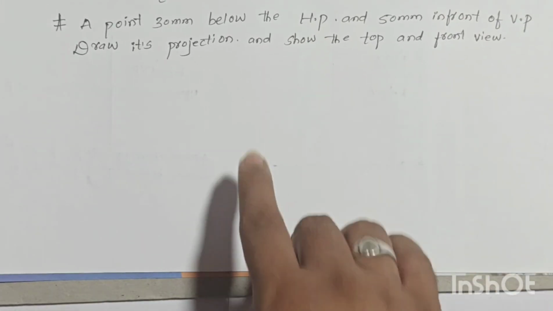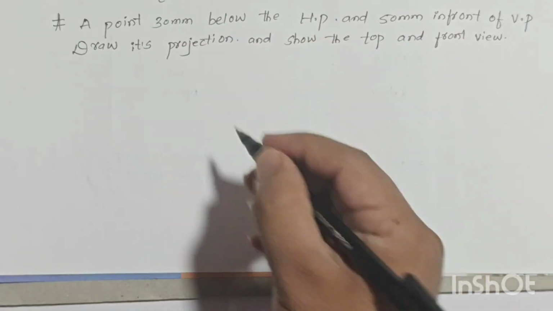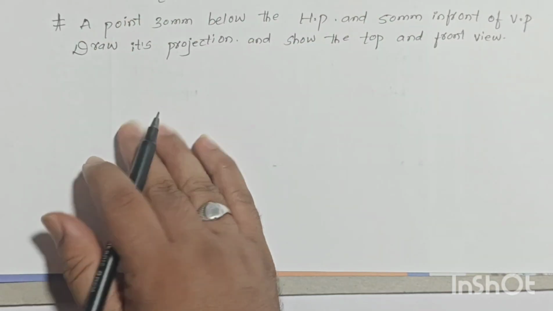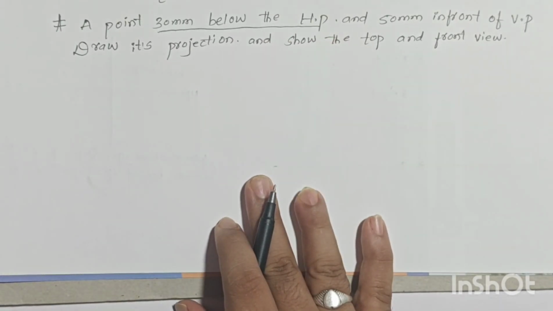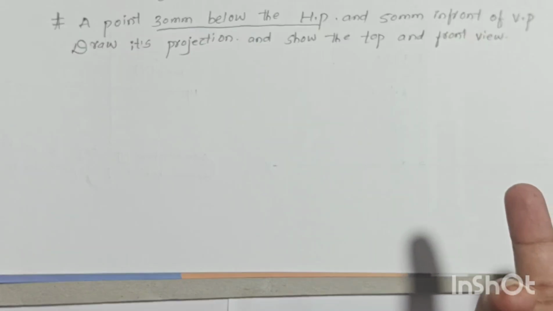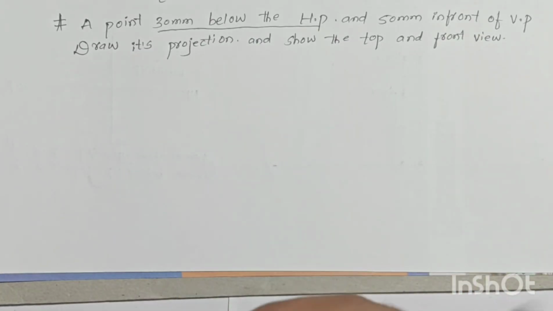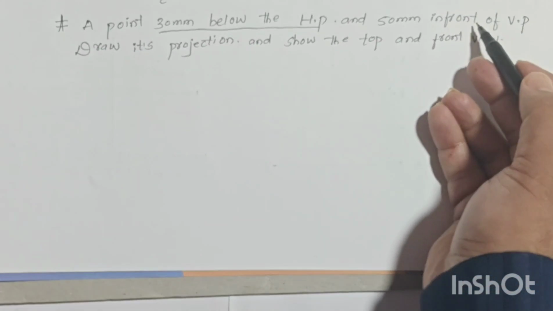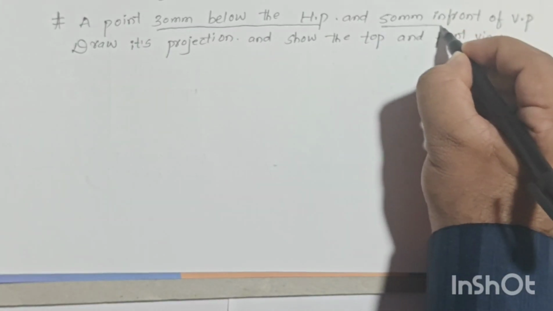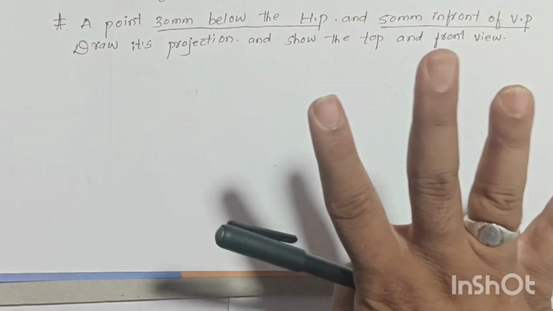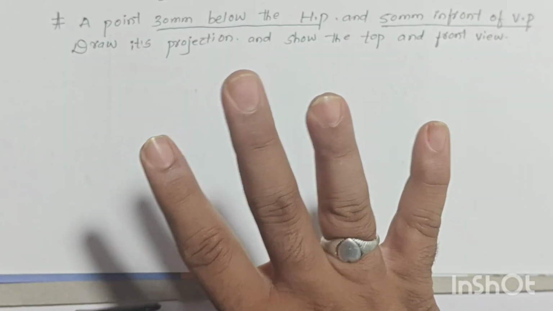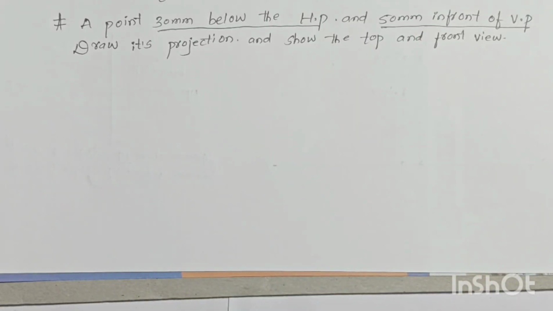Let us see. A point 30 mm below the HP. So right now we are not sure, it may lie in the third quadrant or it may lie in the fourth quadrant. We are not exactly sure in which quadrant it lies. Okay, 50 mm in front of VP. 50 mm in front of VP we are sure over here. So this point lies in the fourth quadrant. Which quadrant here? Fourth quadrant. Draw its projection and show the top and front view. Clear?